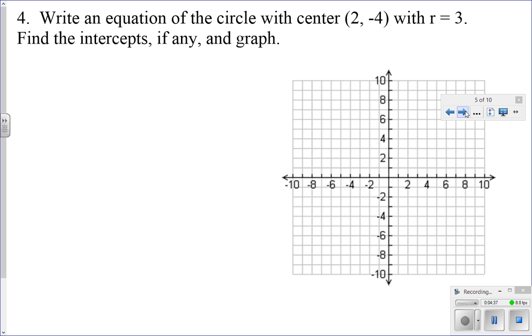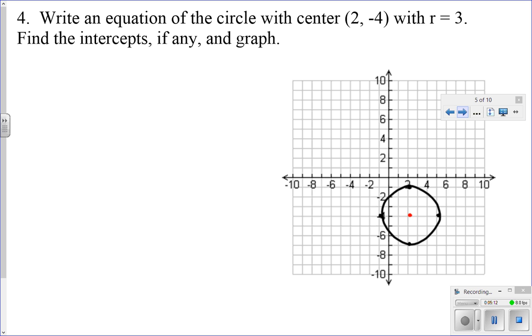So writing an equation of the circle with the center at (2, -4) and a radius of 3. I like to look at my radius and know that I can count 3 over, 1, 2, 3, so I know I'm going to be there. 1, 2, 3 this way, I know I'm going to be there. Up 1, 2, 3, I know I'm going to be there. Down 1, 2, 3, I know I'm going to be there. And I can get my general circle and graph it there.